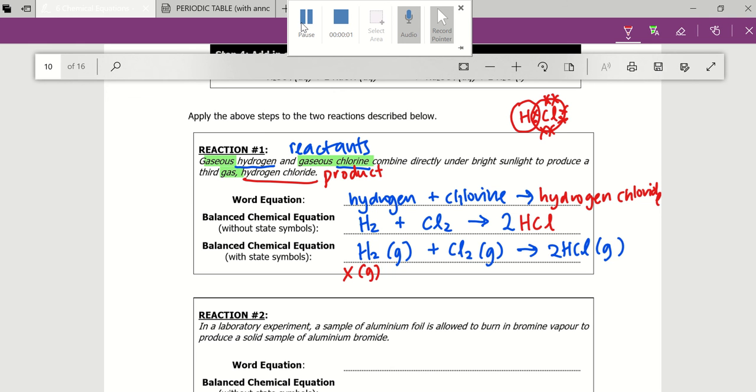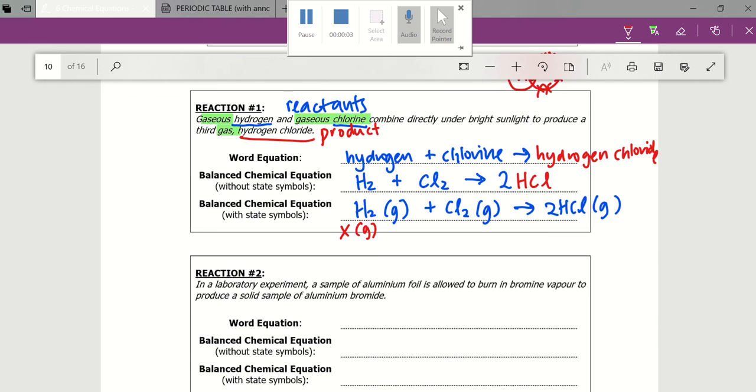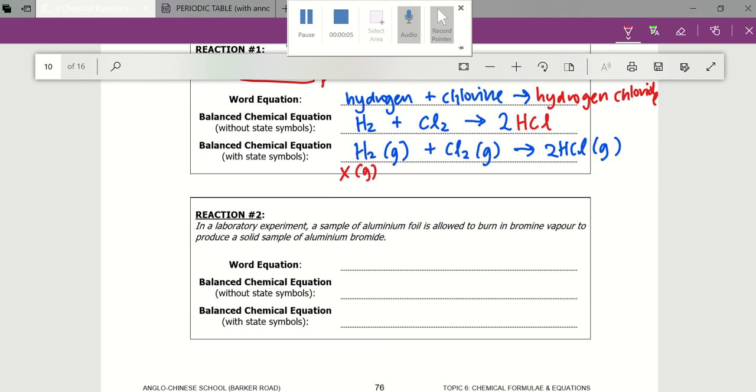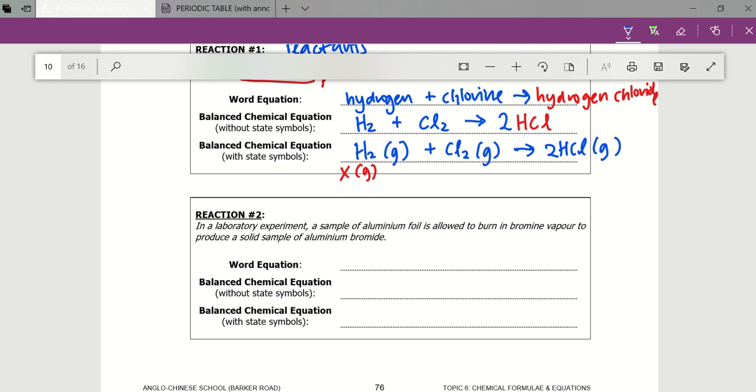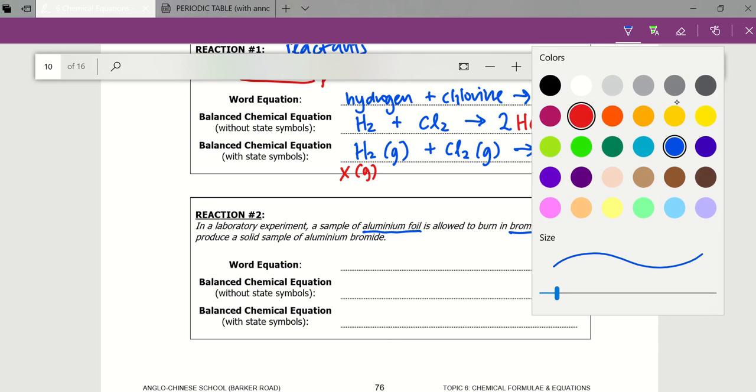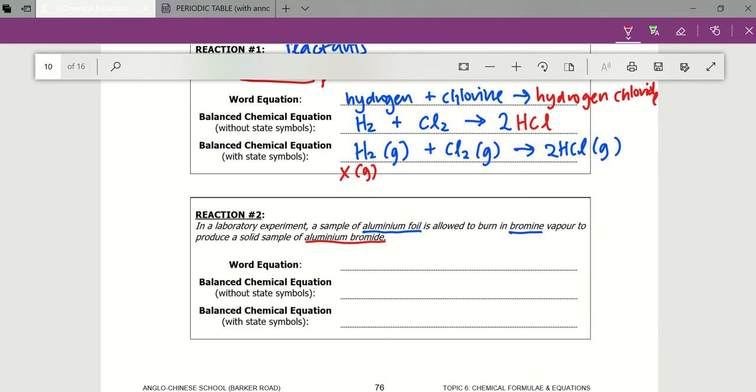Alright, so for the second reaction, for the second question, we are looking at this one where we have a sample of aluminum foil. So let's go through that again. Aluminum foil is a reactant, it burns in bromine vapor, also a reactant, and it produces a sample of aluminum bromide, and it says solid aluminum bromide. Okay, so let's write down our word equation.